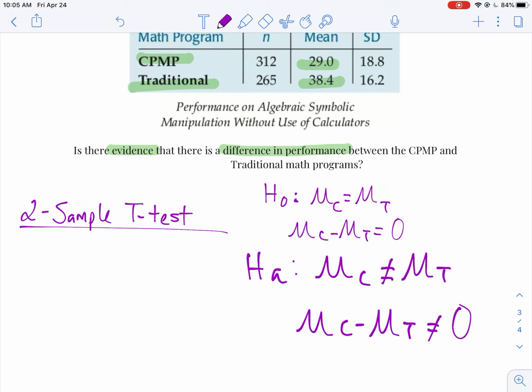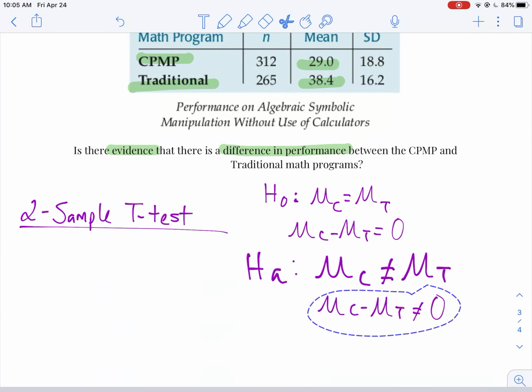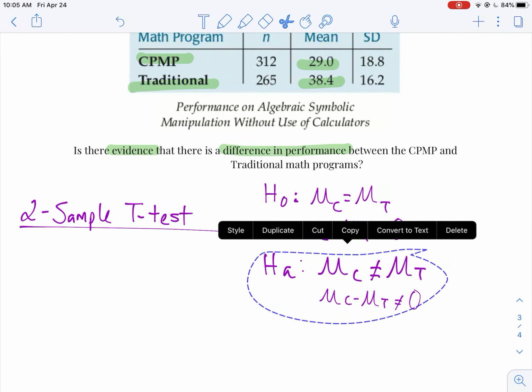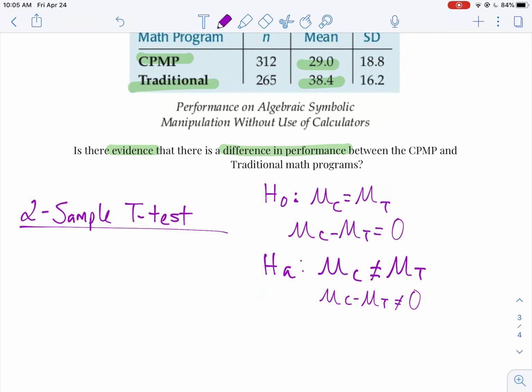If the CPMP students scored better, then when you subtract the average scores, you'll be getting a number greater than 0. If the CPMP students did worse, then you'd be getting a number less than 0. So all we're really concerned with here is that it doesn't equal 0, that there is a difference. We don't necessarily care who scored higher. We just want to see if there's a difference. So those are our null and our alternate hypotheses to start out.